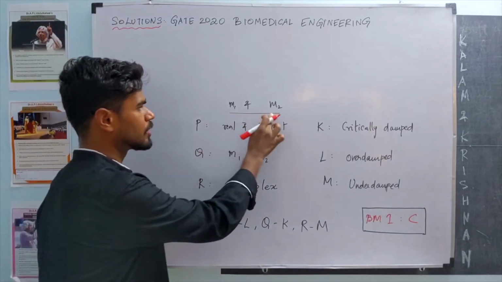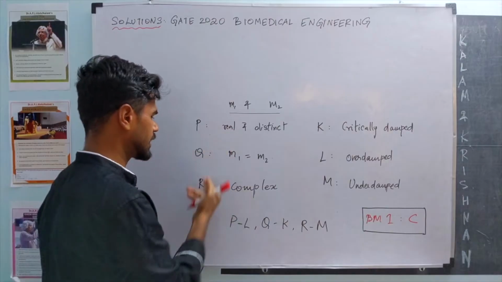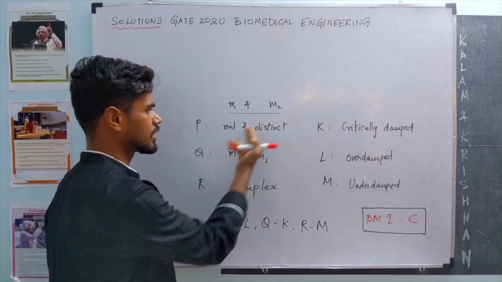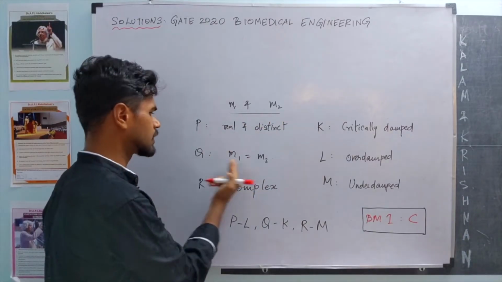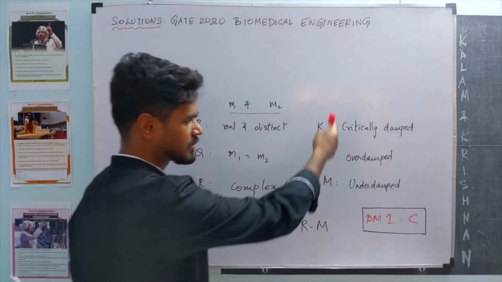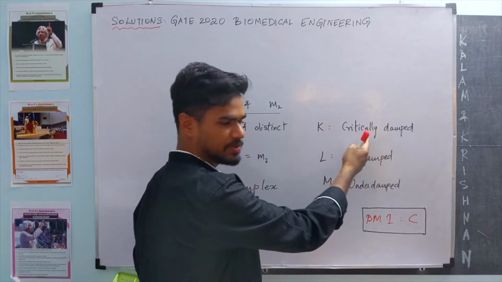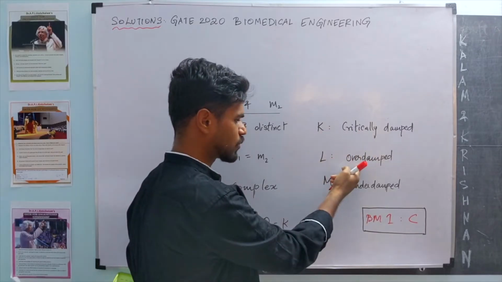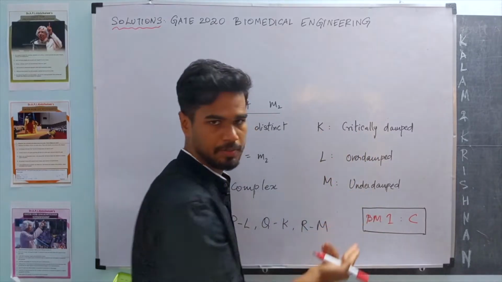So we have M1 and M2, which are the two roots. We have three cases. P is where the roots are real and distinct. Q is where the roots are equal. R is where the roots are complex. And three responses of the system are given. K is where the system is critically damped. L is where the system is over damped. M is where the system is under damped.